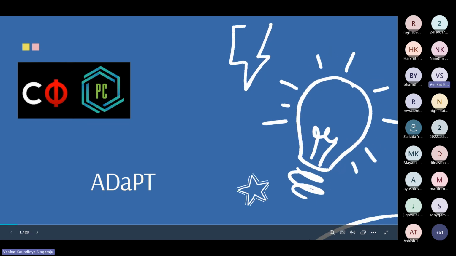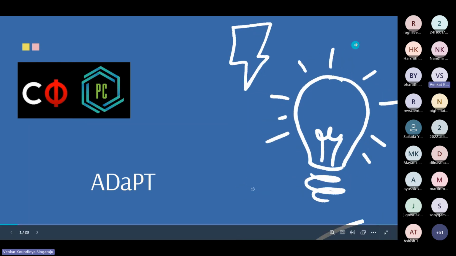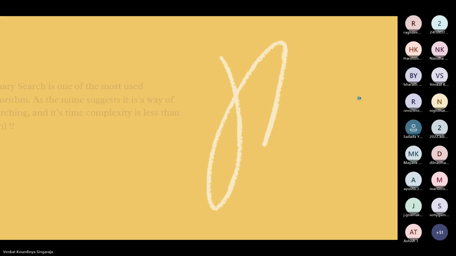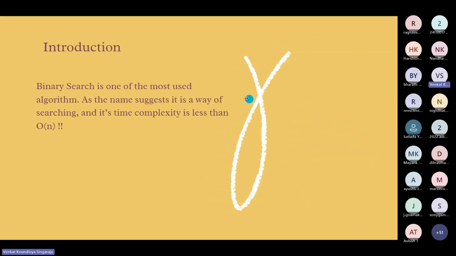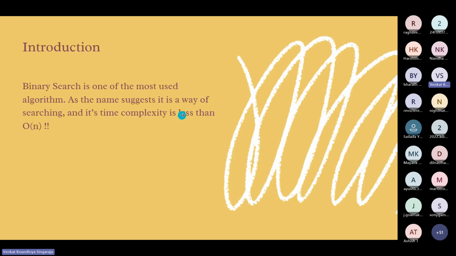So today we shall be covering one of the most popular and most used algorithms in CP. That is binary search. Binary search is, as I said, one of the most used algorithms. As the name suggests, it is a way of searching, and it is applied under certain special circumstances. In those circumstances, it turns out to be a very special, very efficient way of searching. As you can see, the time complexity is less than O(n).